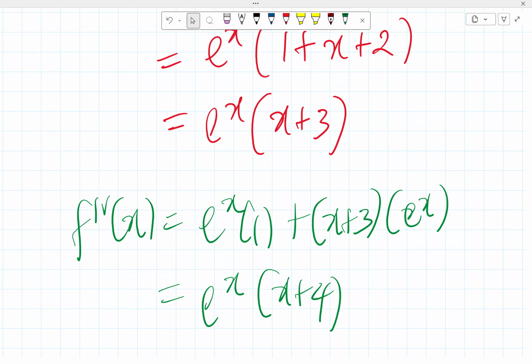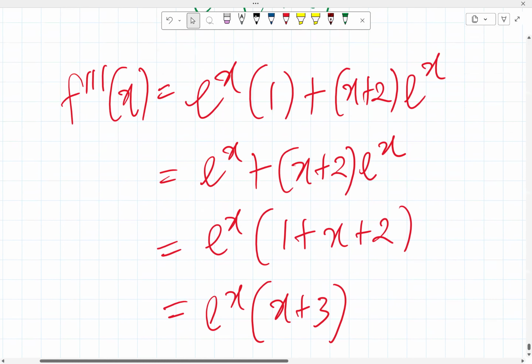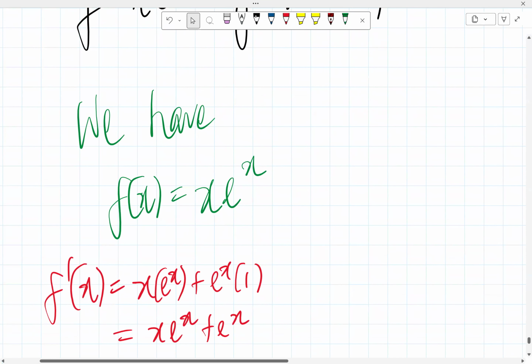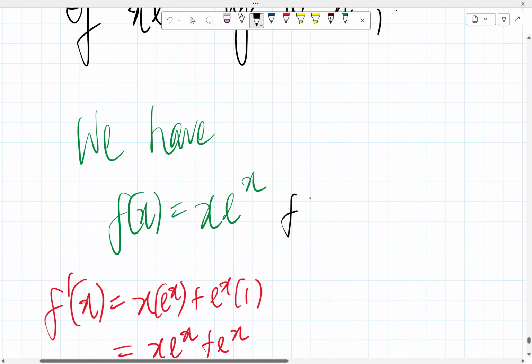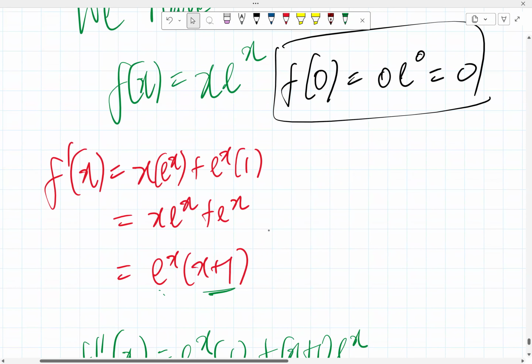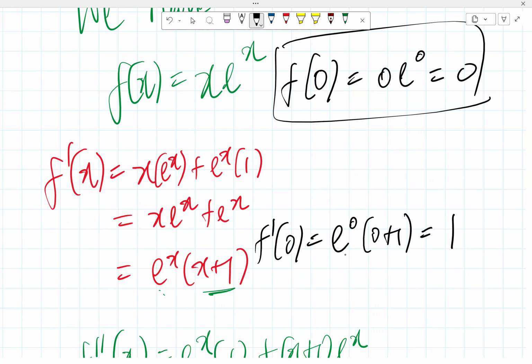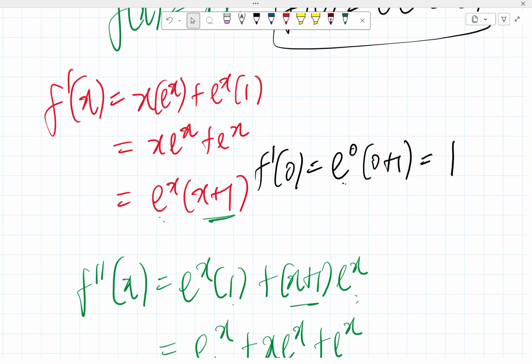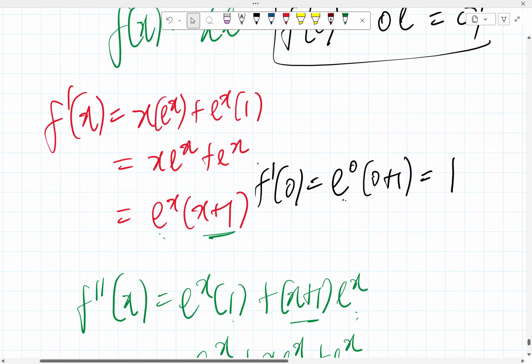Okay, so let's go for that. First of all, we need f of 0. That is simply 0 e raised power 0. That's 0. We have that. Then coming here now, we need f prime of 0. So f prime of 0, that is e raised power 0 into 0 plus 1. That is 1 in short, because e raised power 0 is 1. So we have 1 here.